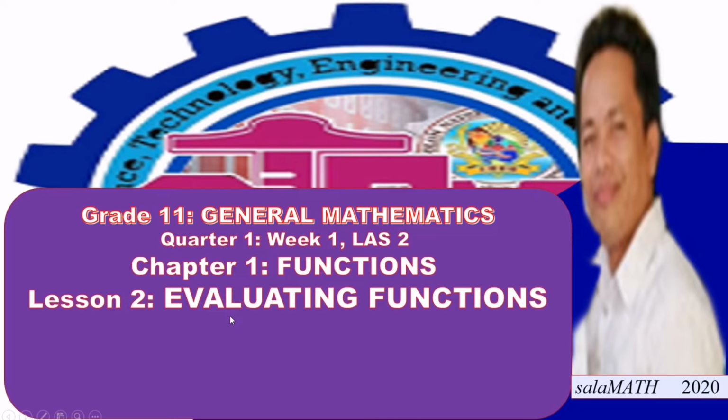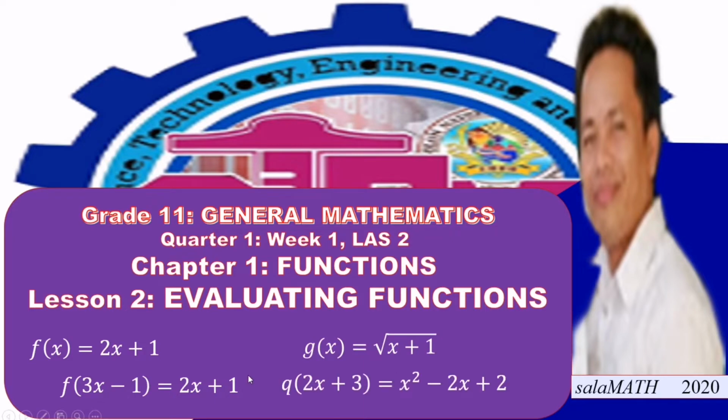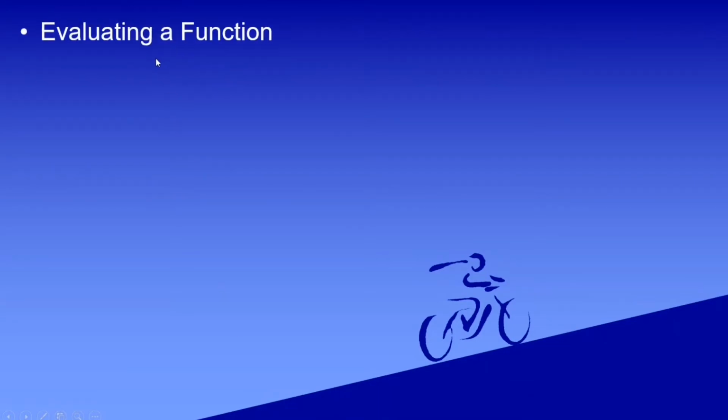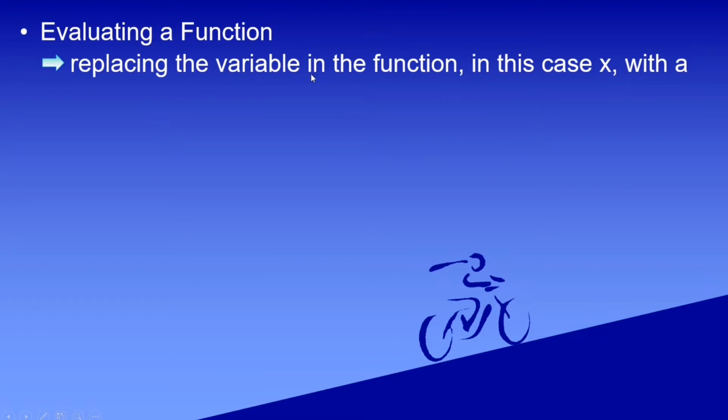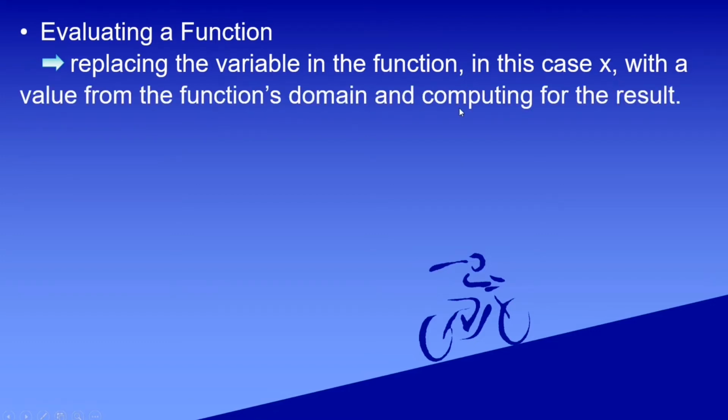Evaluating functions. We have some given examples of functions here. How do we evaluate, and what does it mean to evaluate a function? In evaluating a function, it means replacing the variable in the function. In this case, we are using x as our variable, with a value from the function's domain, and computing for the result. To denote that we are evaluating the function at x, where x is in the domain of f, we simply write this as f of x.